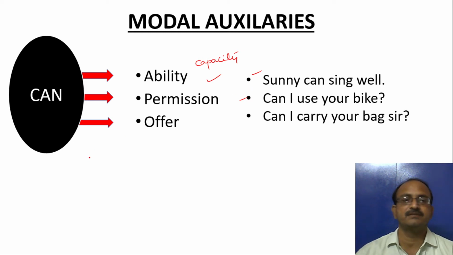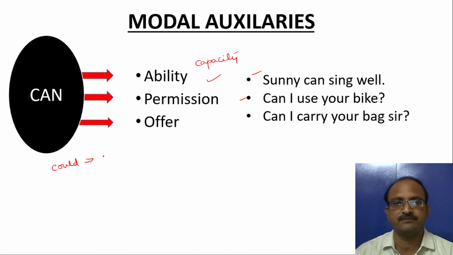Again, some important things we discuss here. With permission we use can: Can I use your bike? Sir, somewhere we have heard about could. We can use could with permission. Yes, I already mentioned earlier that one modal verb is not meant for one function. We can use can for permission, and could is also used for permission. Then the confusion comes into your mind: which should we use, can or could? There are some slight differences there.